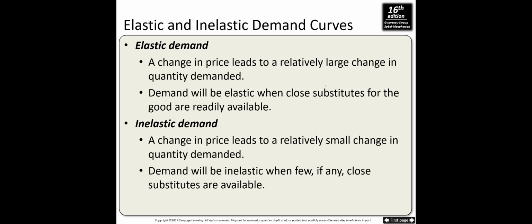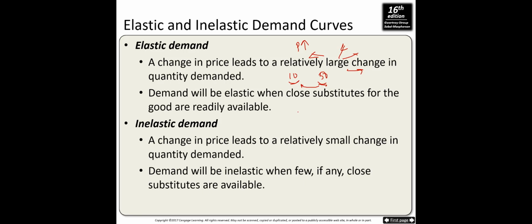Now the next thing I want to talk about is the difference between elastic demand and inelastic demand. With elastic demand, a change in price leads to a relatively large change in quantity demanded. So let's say price increases by 10%, but the quantity demanded decreases by 50%. You see 10 compared to 50. If that is the case, the quantity demanded is very price sensitive. How can it be more price sensitive? You can if you have lots of close substitutes, because if the price increases, you can say, I'm not buying this anymore, I have other, cheaper alternatives. So then you become more price sensitive.